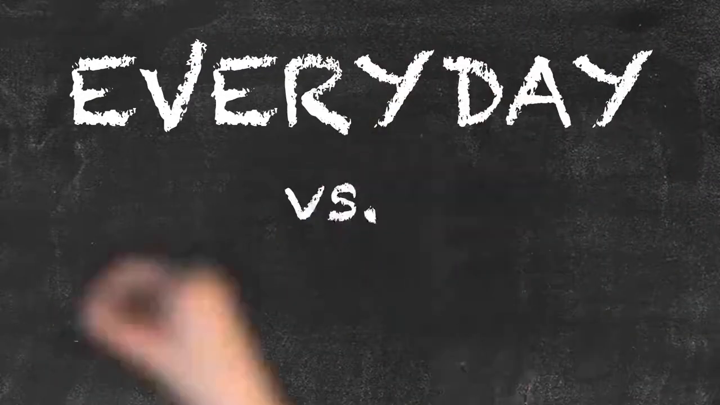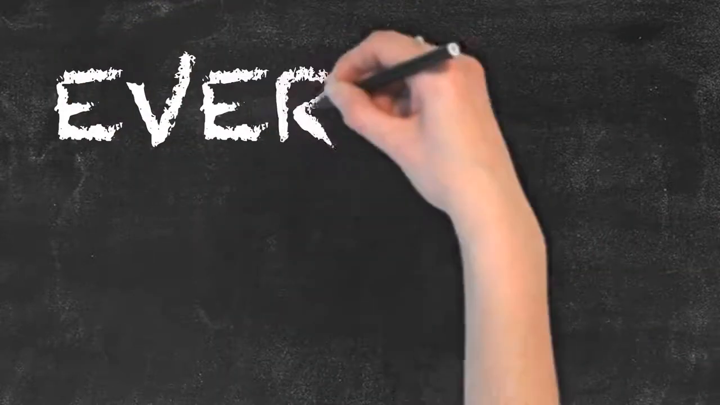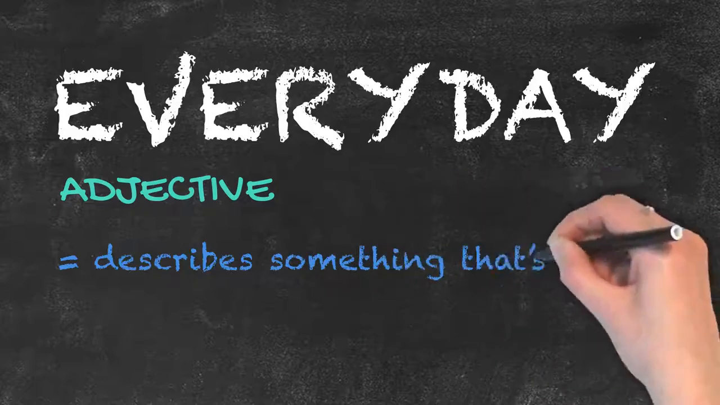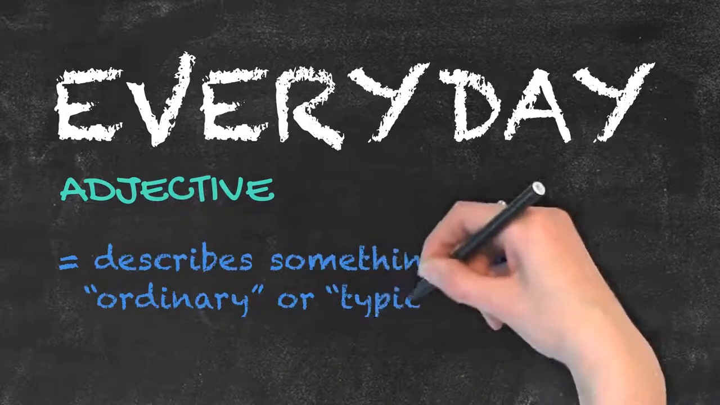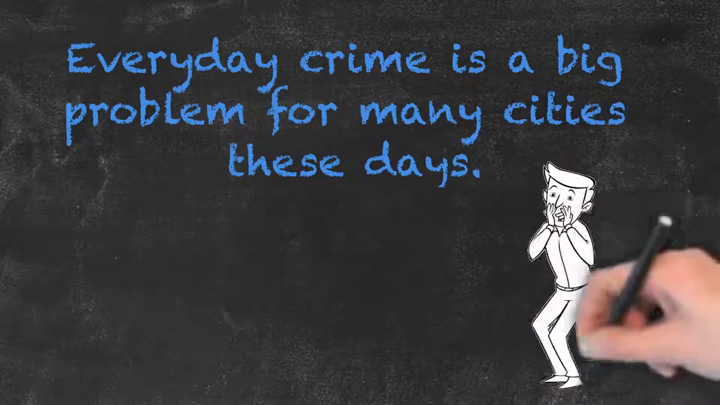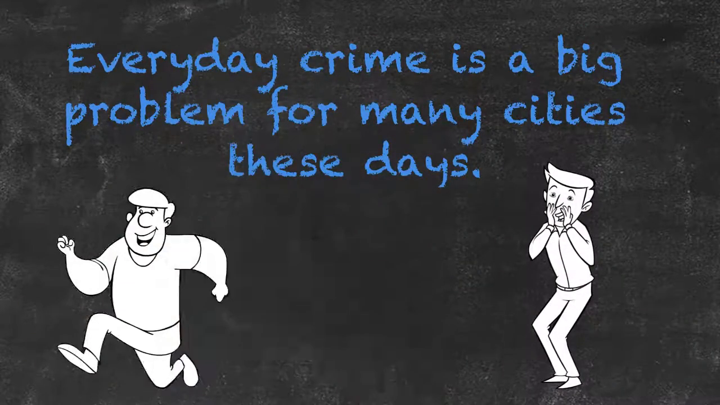Everyday versus every day. Because of their many similarities, these two words are often confused. Let's take a look at their differences. Everyday, spelled as one word, is an adjective and used to describe something that's ordinary or typical. For example, everyday crime is a big problem for many cities these days.